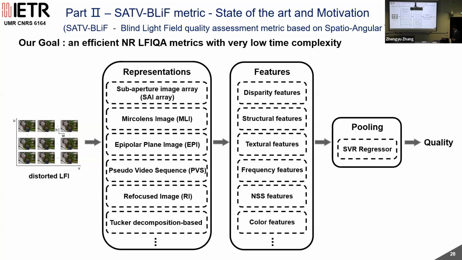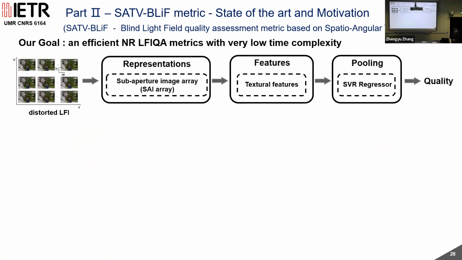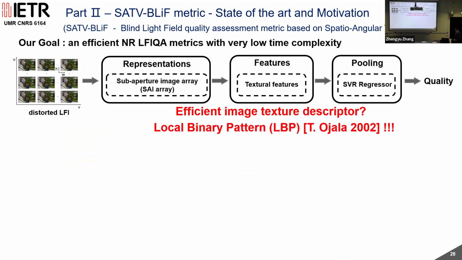Our proposed metric also follows the general framework of no-reference metrics, but we only use the textural features to make sure that our metric has very low complexity, and an efficient image textural descriptor is required. Here we adopt the local binary patterns, the LBP descriptor, because it can extract quality-aware textural features with very low computational complexity.